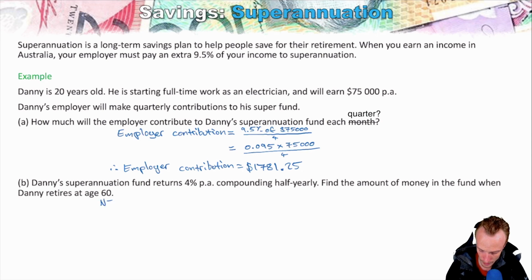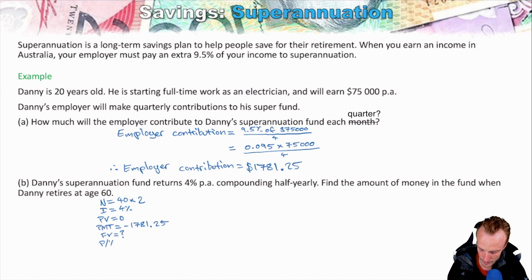So to do this, we're going to use our graphics calculator here to perform this calculation. We need the total number of times it's going to compound. He's retiring at 60 and he's currently 20, so it's going to be 40 years, and the account is compounding half yearly, so that's going to be 2. The interest rate of this account is 4%. The present value, we're starting at 0. Well, that's the assumption we're making here. The payments per term, that's the employee contribution. Now, this is going into the account, so it's going to be a negative value, $1,781.25. The future value, that's what we're after, so we leave that as a question mark.